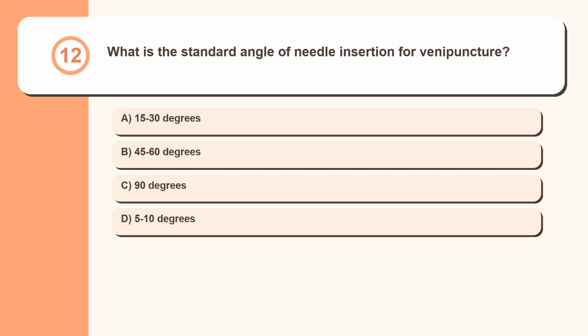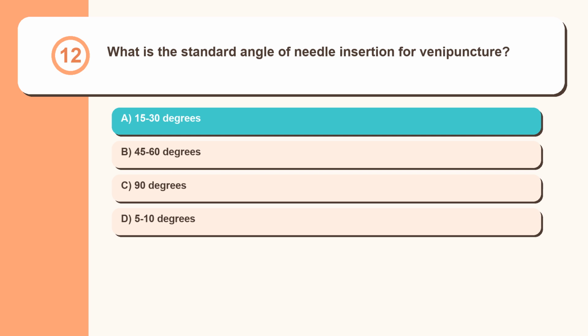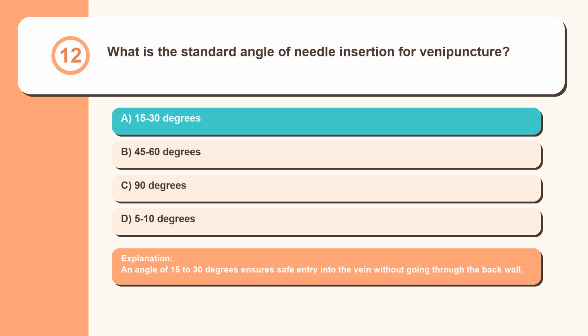Question 12. What is the standard angle of needle insertion for venipuncture? 15 to 30 degrees, 45 to 60 degrees, 90 degrees, 5 to 10 degrees. An angle of 15 to 30 degrees ensures safe entry into the vein without going through the back wall.